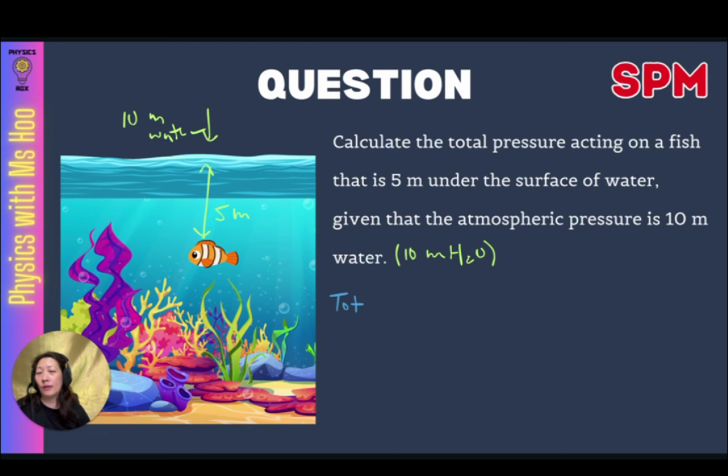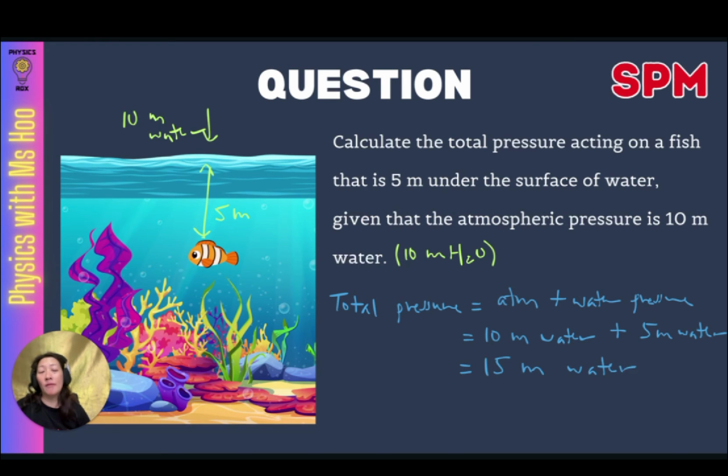So we know that total pressure is equal to the atmospheric pressure, again, I'm just going to write it as ATM for short, plus the water pressure. Atmospheric pressure is given as 10 meters water. And water pressure basically is 5 meters worth of water. That means it equals 5 meters water. So the total pressure is 15 meters water. And we can write it this way because the unit is meters water for both. Instead of writing 15 meters water, you can also write it as 15 meters H2O. Writing it this way is also accepted.